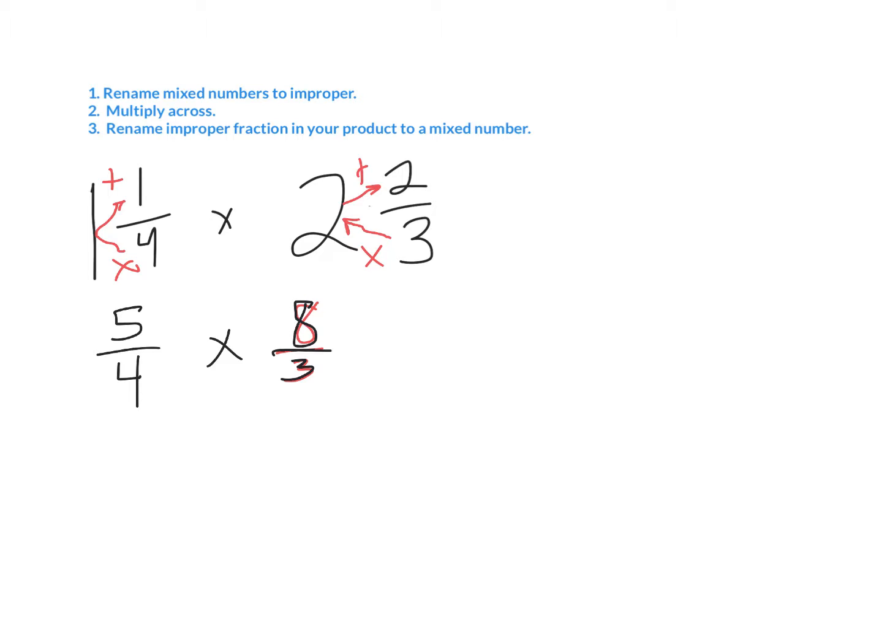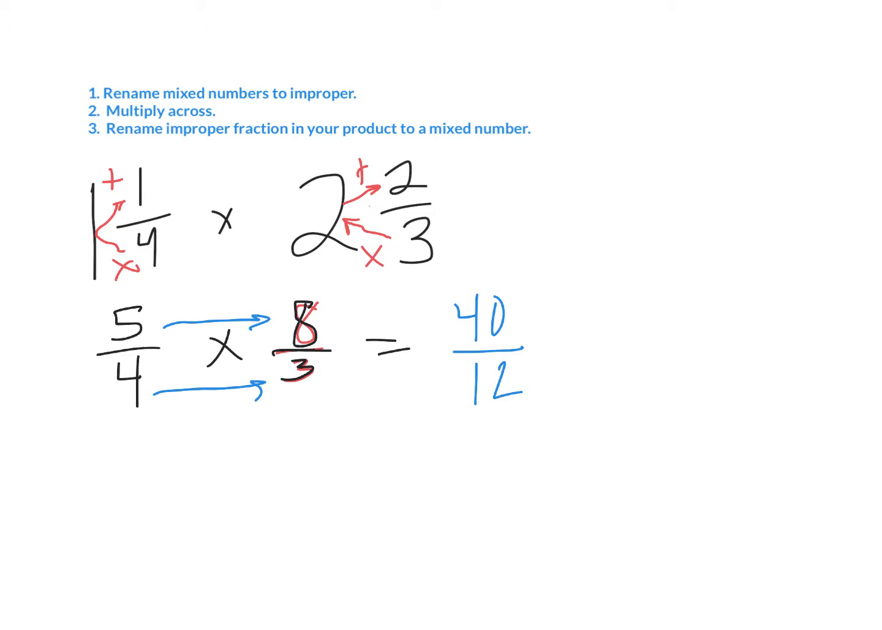Step 2 now is really set up nicely for us. So all we have to do is multiply straight across. I'm going to take 5 times 8. My numerators become 5 times 8 is 40. And my denominators multiplied across is 4 times 3. So I have 40 twelfths. Now that's a big improper.